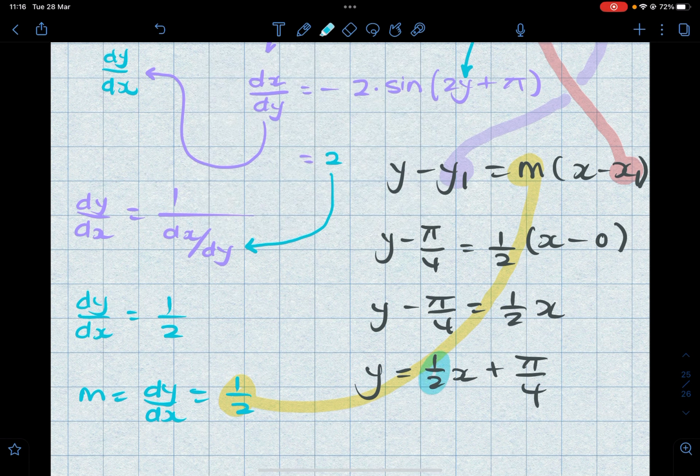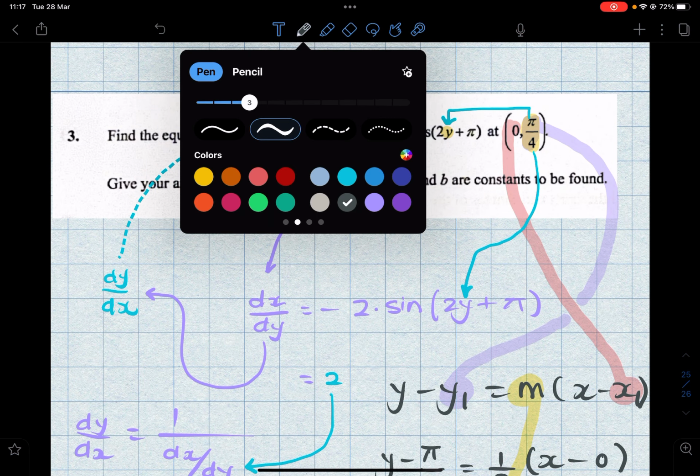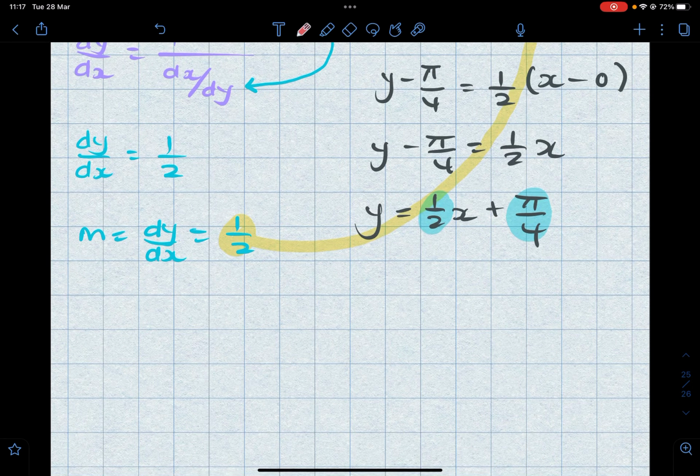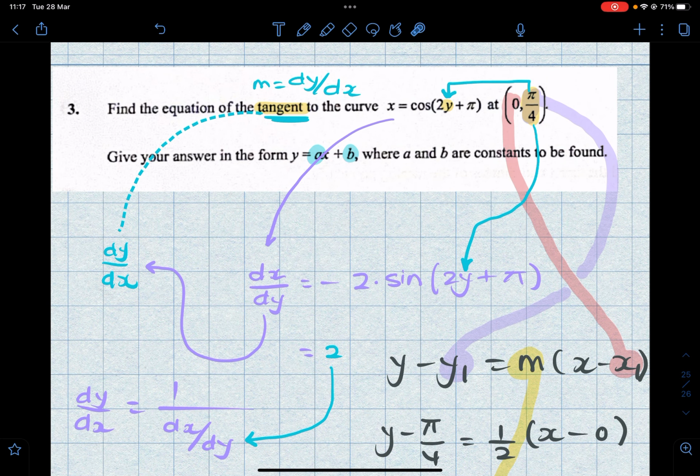So this is your first constant, this is your second constant, so a and b. So we can label that and say a equals half and b equals pi over 4. So that's the equation of the tangent. We found that by finding dy by dx indirectly, by first finding dx over dy and then inverting that. And to convert this into a number, we just replaced y with the number given in the question.